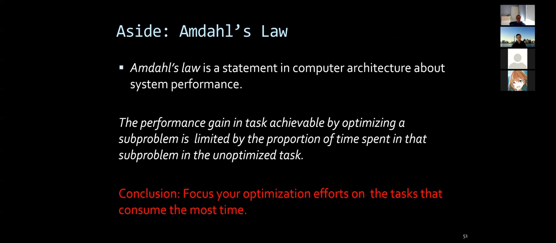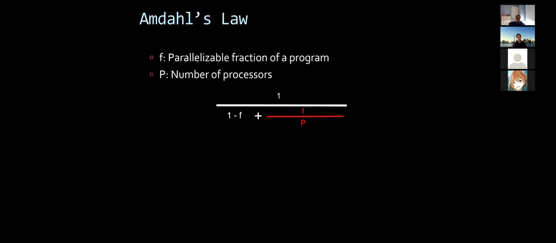So essentially, the conclusion from Amdahl's law is you focus your optimization efforts on the tasks that consume the most time. I put up here a formula on how Amdahl's law applies to parallelization, because that's the most common use case. What that formula shows is how much you can speed up things if you parallelize with multiple processes. That's the most common case when people try to speed up things.